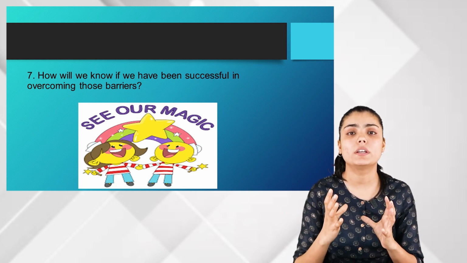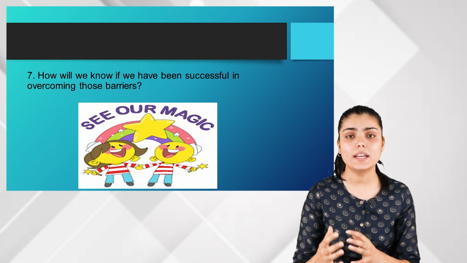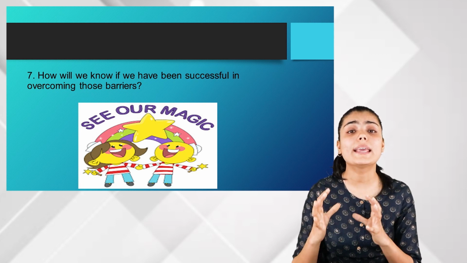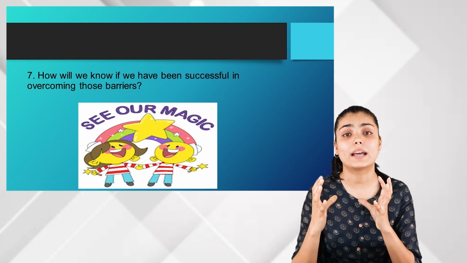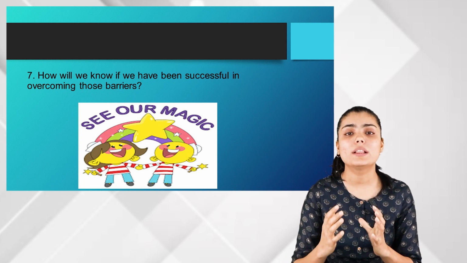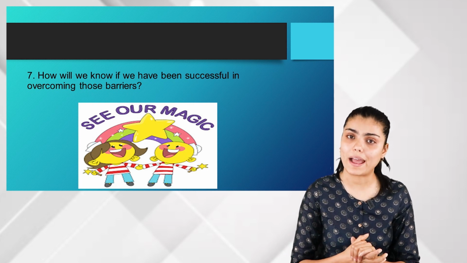The next question to be addressed by the partner is, how will you come to know if you are successful in overcoming those barriers? So there are two partners involved here, right? So both of them are addressing the barriers, right? So now how will they come to know? How will you come to know that you and your partner have overcome this barrier? How will the partners come to know that they have been successful in overcoming this barrier?